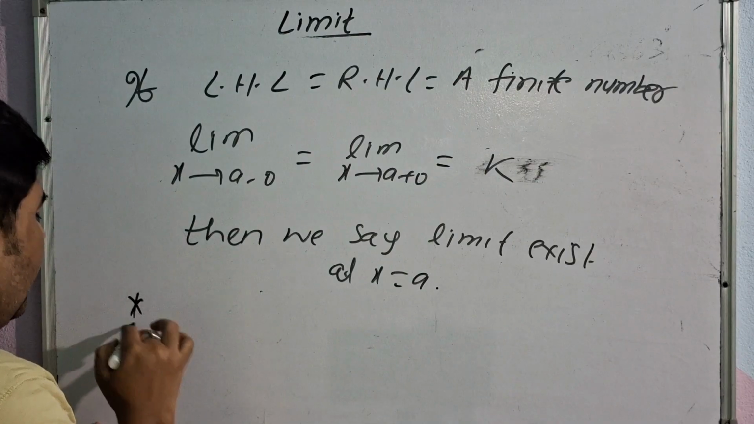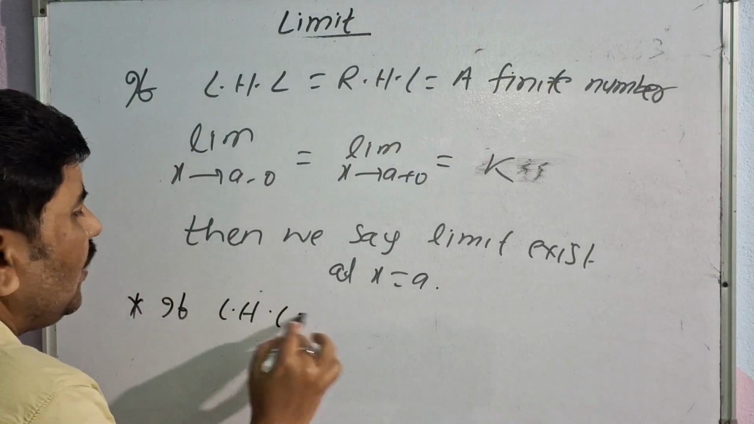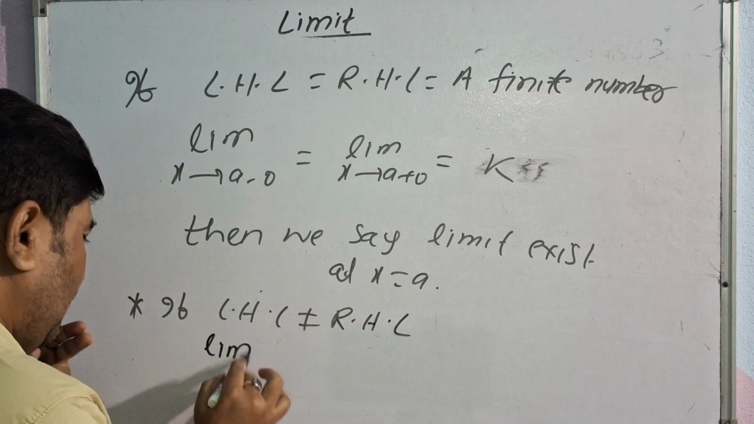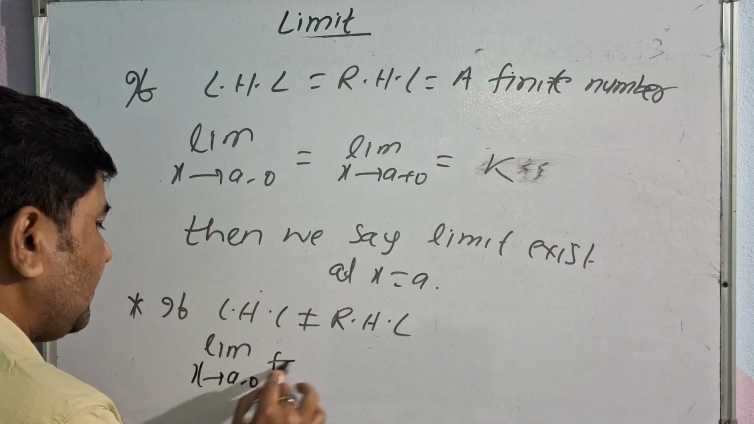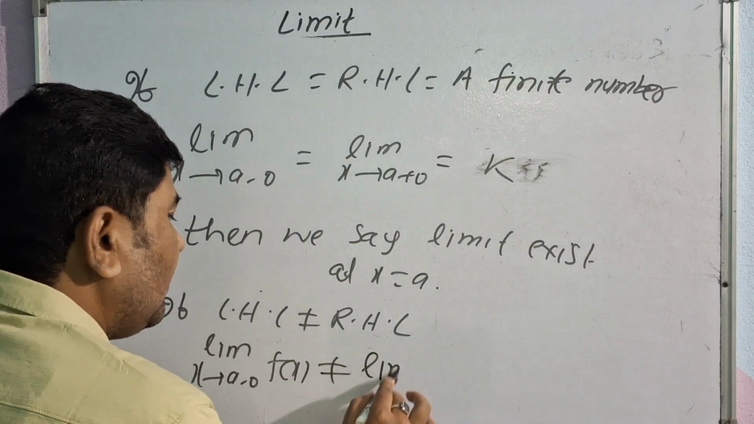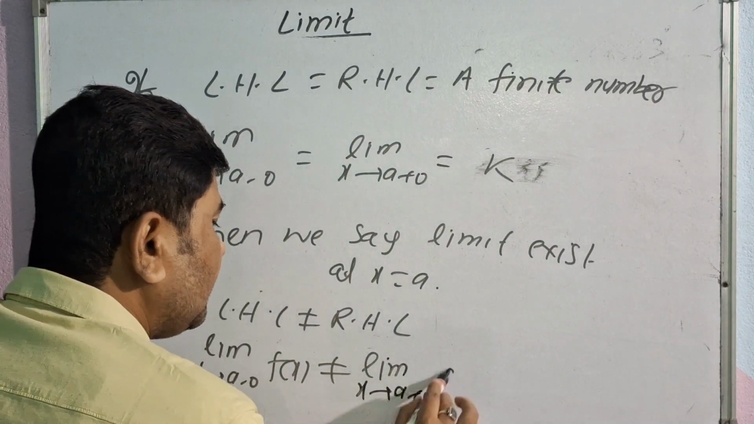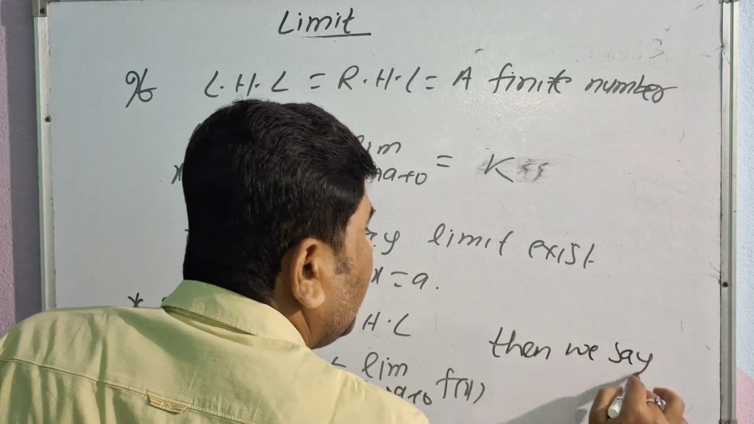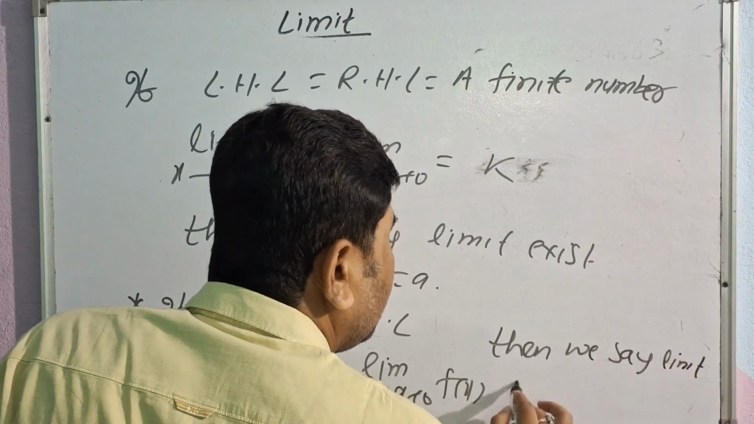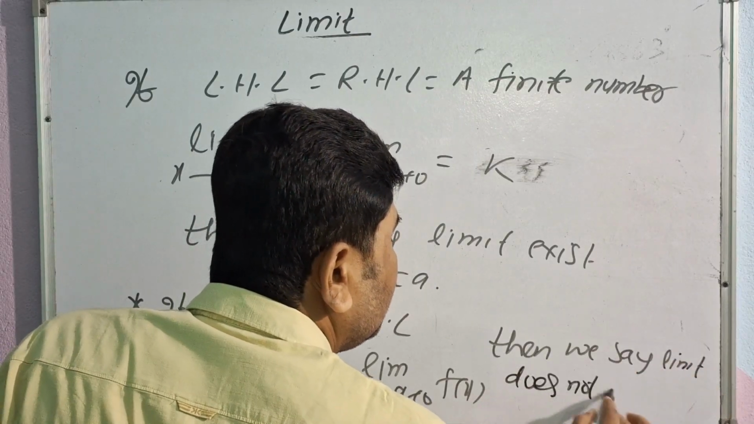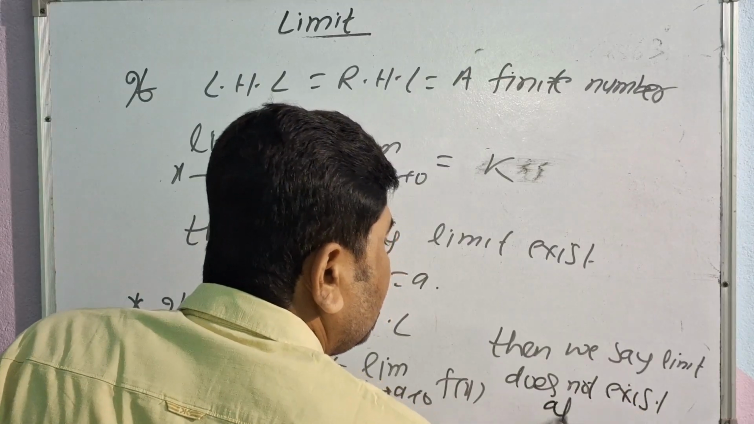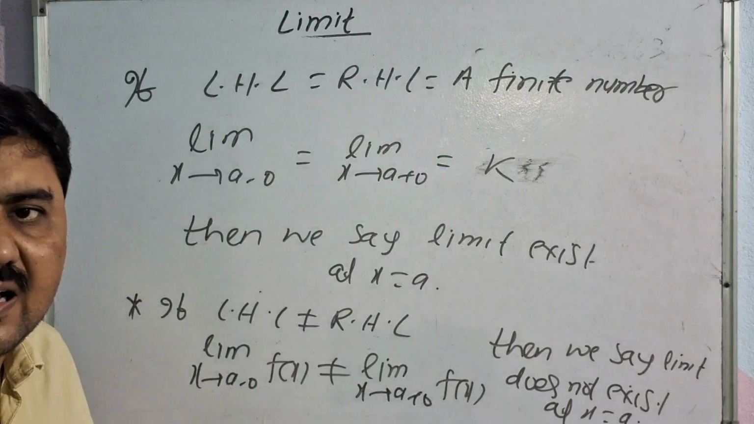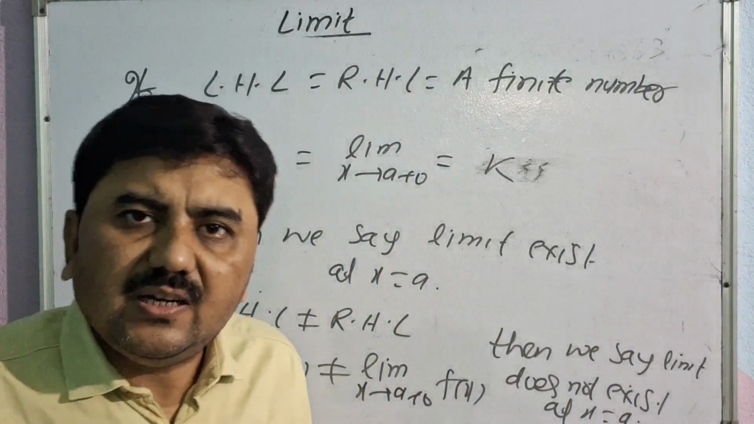If left hand limit is not equal to right hand limit, that means limit x tends to a minus 0 f(x) is not equal to limit x tends to a plus 0 f(x), then we say the limit does not exist at x equal to a. Understand? Now I am going to define limit.